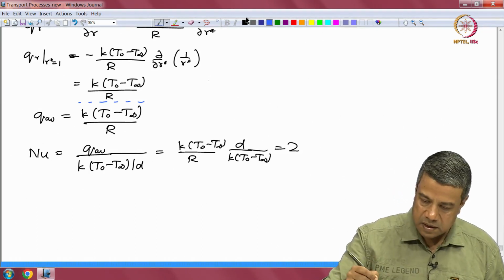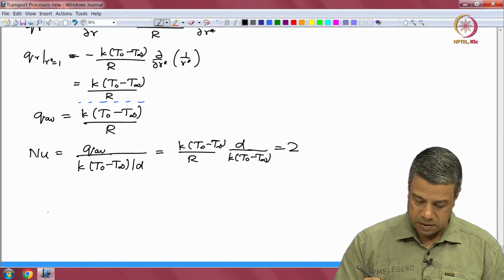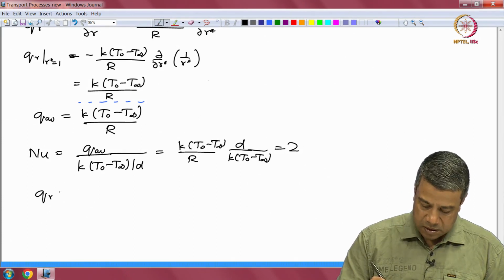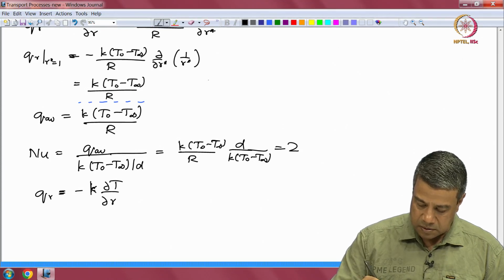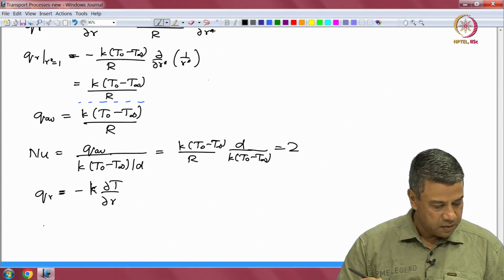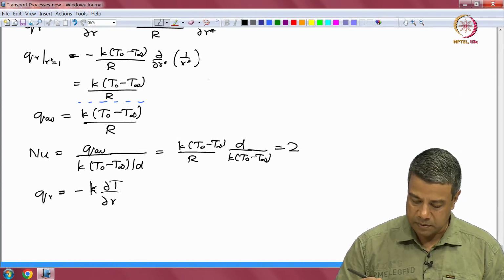Okay, we can also look at the heat transfer rate. Q_r is equal to minus k partial T by partial r. That was the solution that we had. We can write it in either dimensionless or dimensional form. It does not make very much difference.